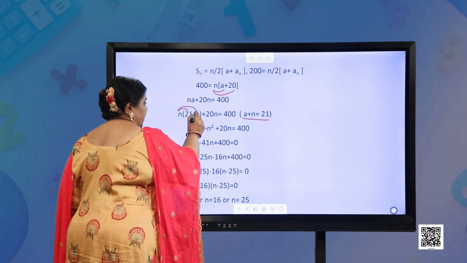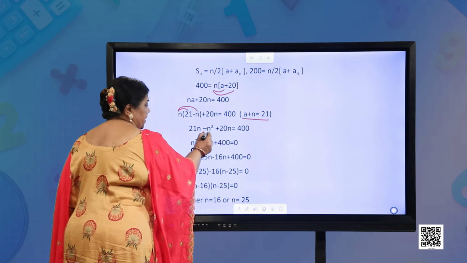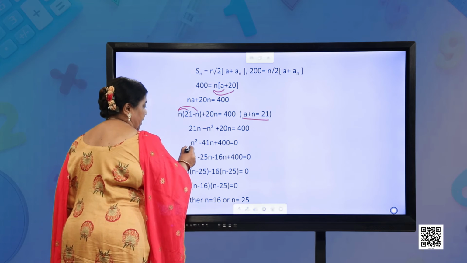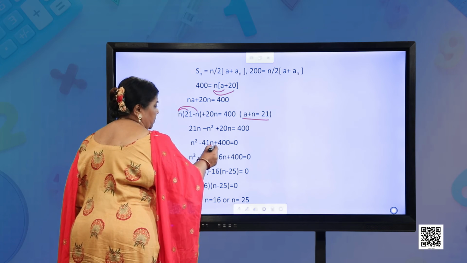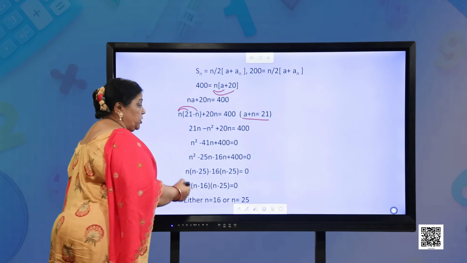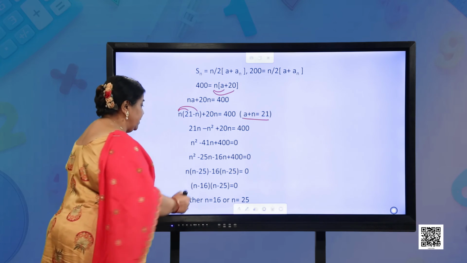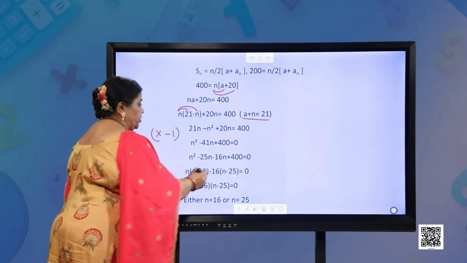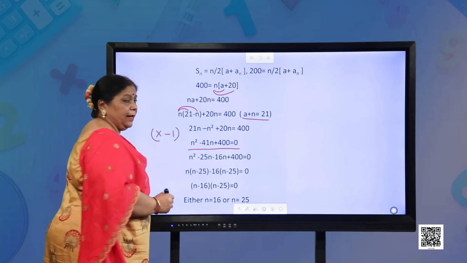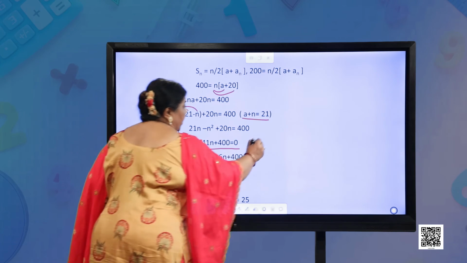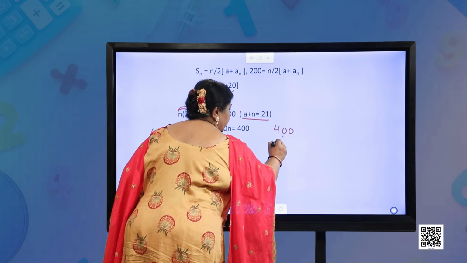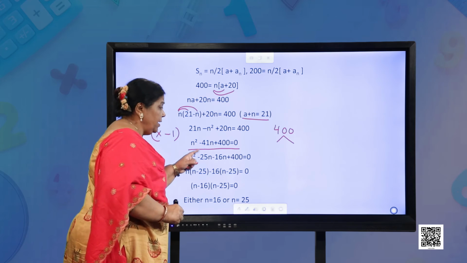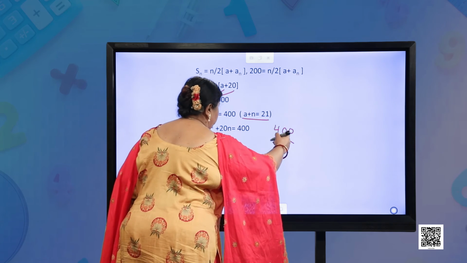Now, if I open the brackets, what do I get? 21 n minus n square plus 20 n is equal to 400, which gives us n square minus 41 n plus 400 is equal to 0. You must be wondering how I got the different signs here. I have multiplied by minus 1 throughout to simplify the equation. This is a quadratic equation in n. Now, I need to find two such factors of 400 which on adding should give me 41 and on product they should give me 400.